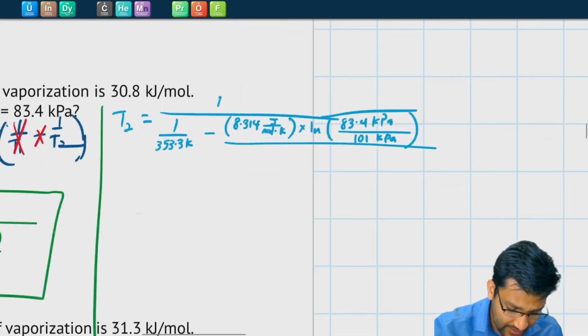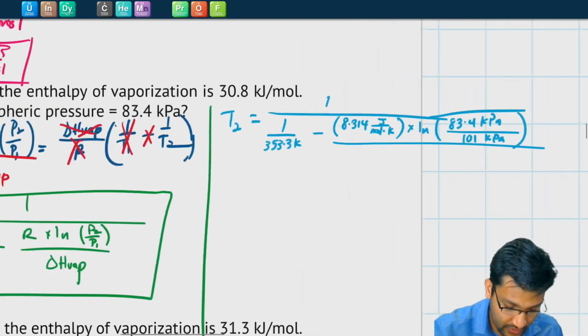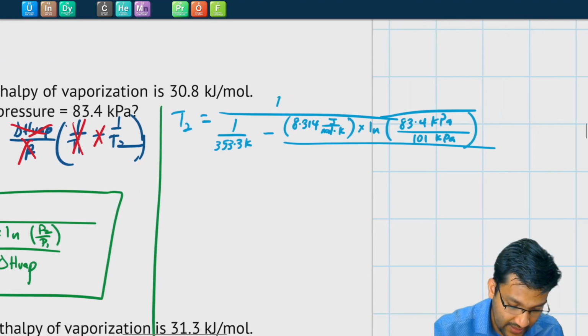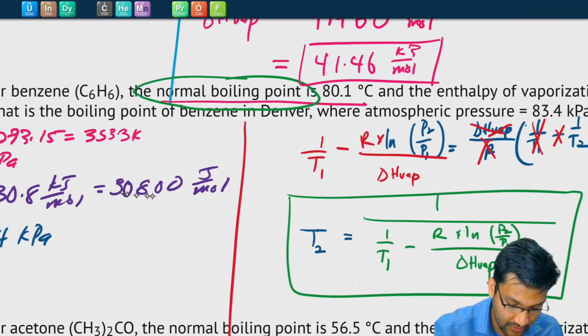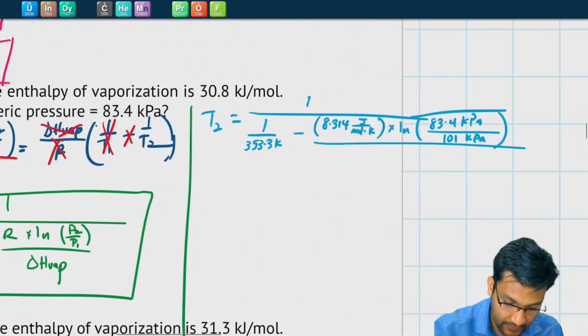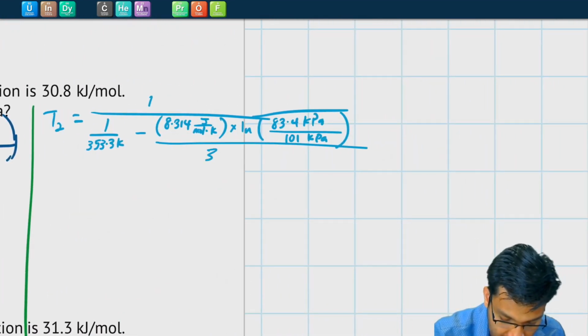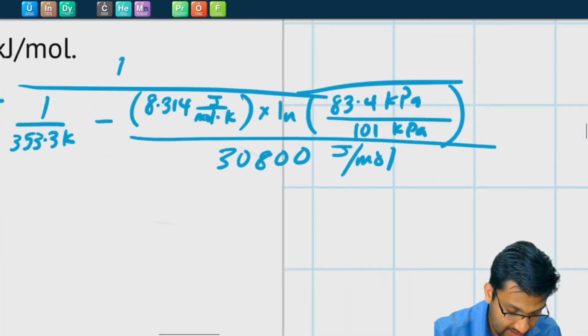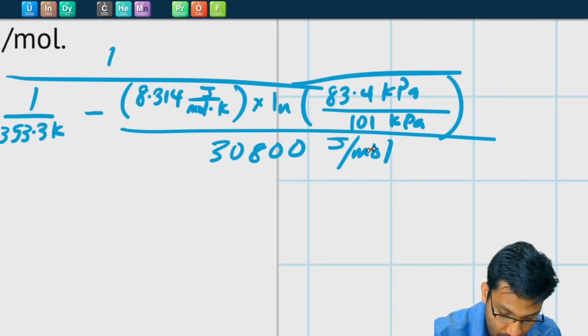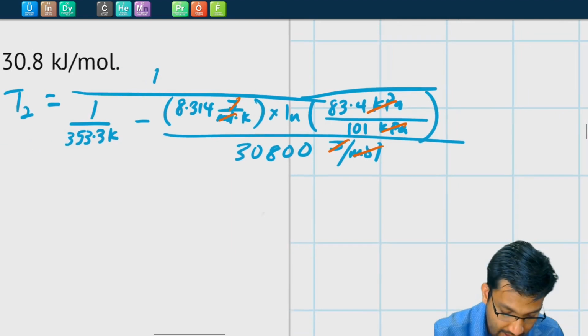All of this divided by the heat of vaporization, which they told us was 30.8 kilojoules per mole, but we want that in regular old joules per mole, so it's 30800 joules per mole. All right, let's see what cancels with what. Moles will cancel with moles, joules with joules, kilopascal with kilopascal, and that's a natural log anyway.